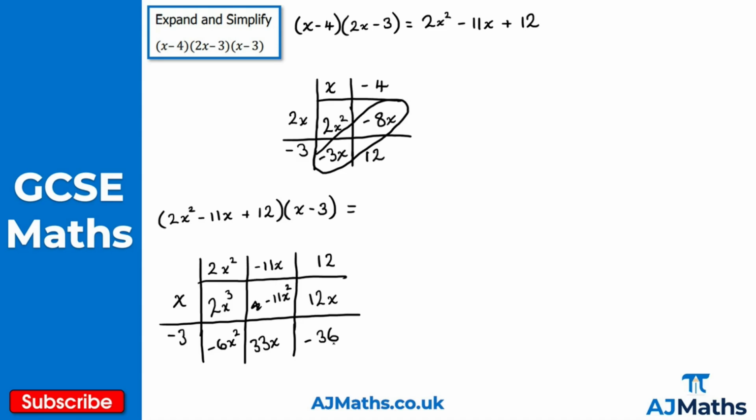So now if we just simplify here, I'm going to get 2x cubed, and then minus 6x squared minus 11x squared here. That will give me minus 17x squared. We've then got 33x plus 12x. That will give me 45x. And then finally, we've got minus 36 there. And then we have it, so that's our solution.